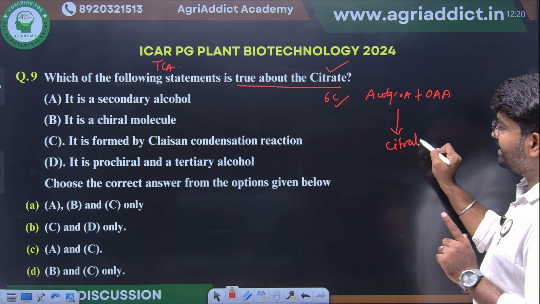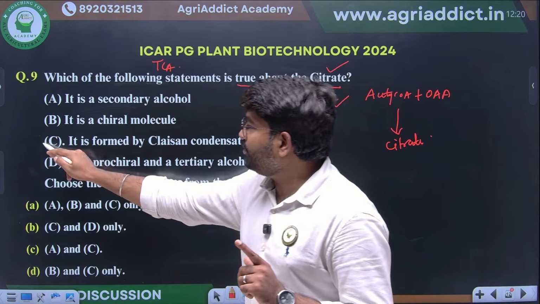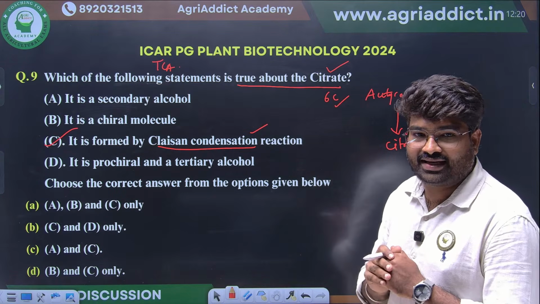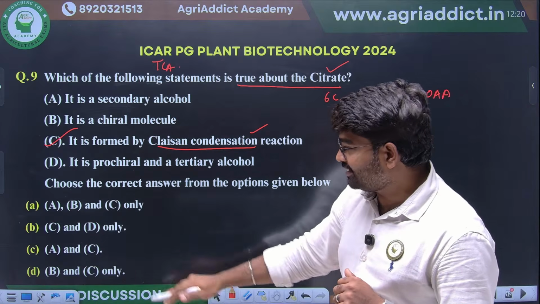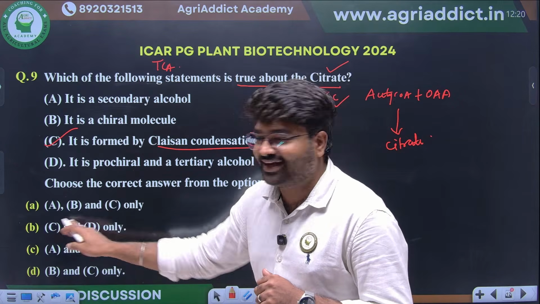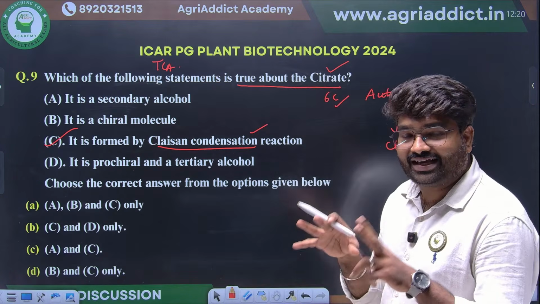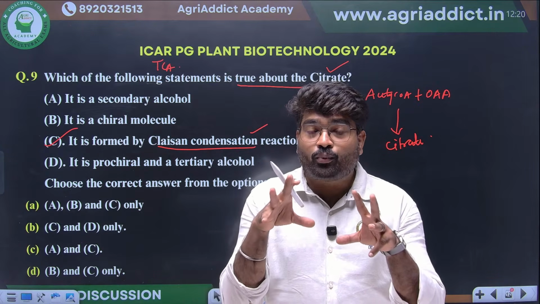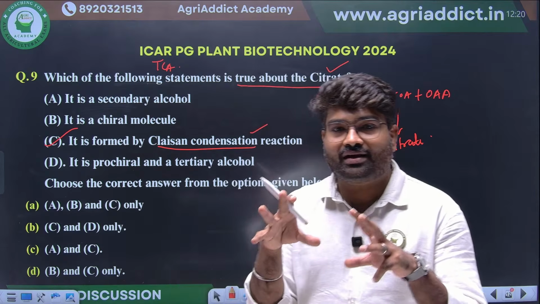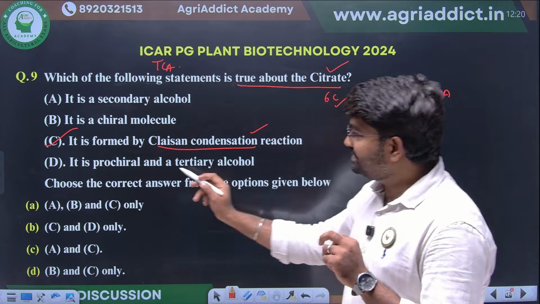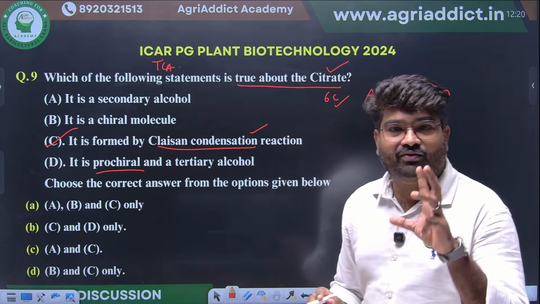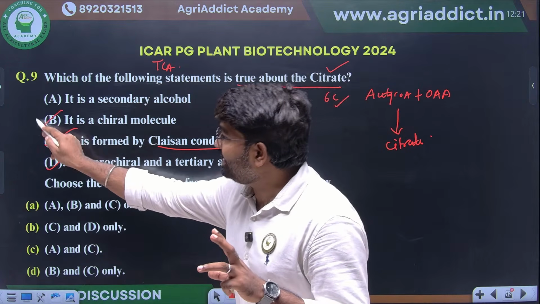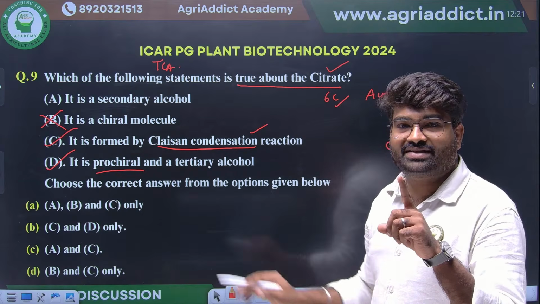You see here whether the option is there. Yes, it is formed by Claisen condensation reaction. So this is correct. Wherever C is coming, that is correct. Our bad luck, they have given C in all the options. Then the second thing, the most important thing about citrate, is it's a prochiral carbon containing compound. This is specific for citrate. So it is not a chiral carbon, it's a prochiral carbon.